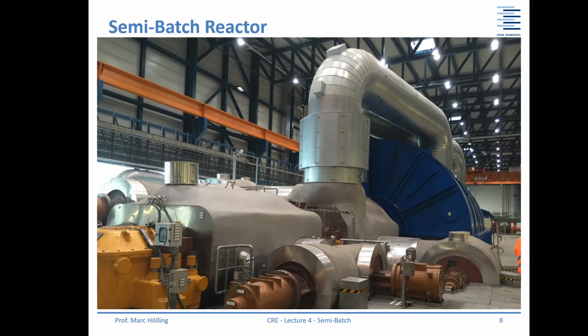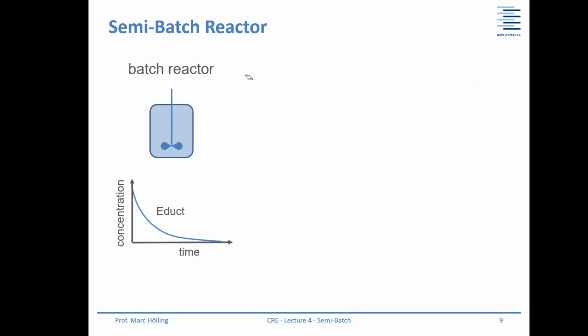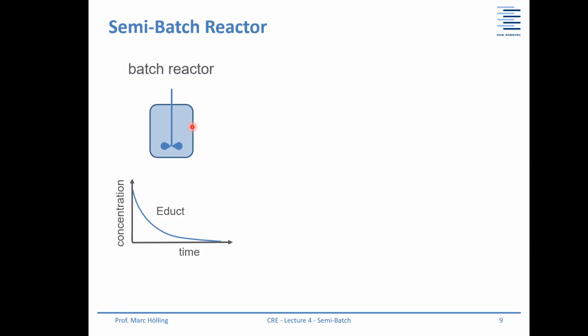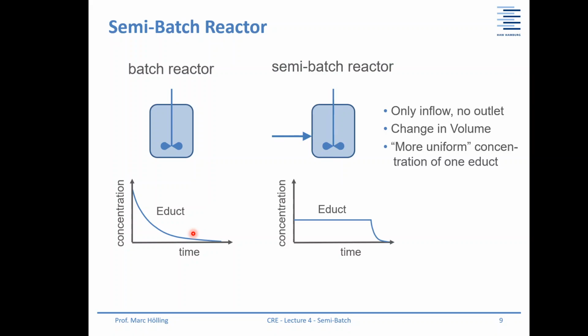And now let's have a look at the semi-batch reactor. If you compare this, the batch reactor would just be something like a closed system, and here your concentration is going down. In a semi-batch reactor, part of your educts you add at the beginning, but then one educt, for example, you add to the reactor over time. So basically you only have an inflow, no outlet. You have a change in volume, because if you always feed something in, then your liquid volume inside the reactor has to change.